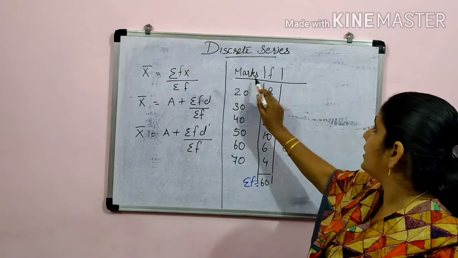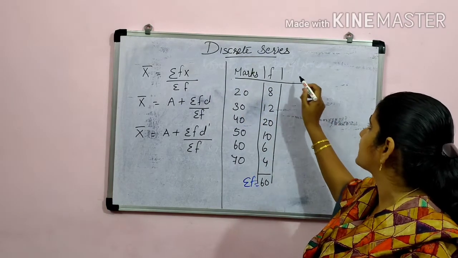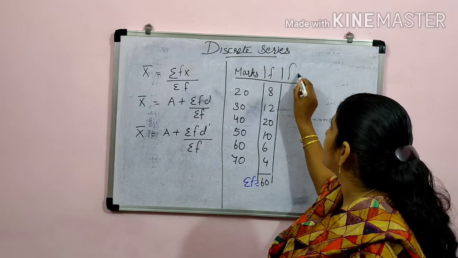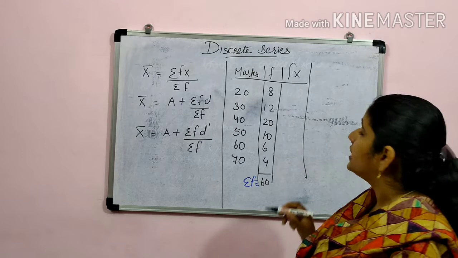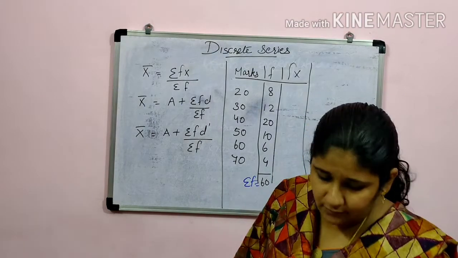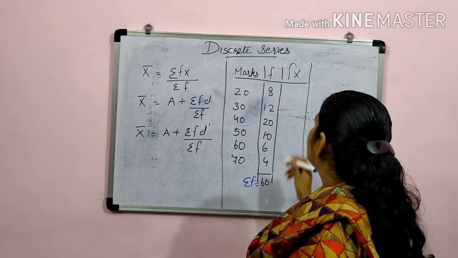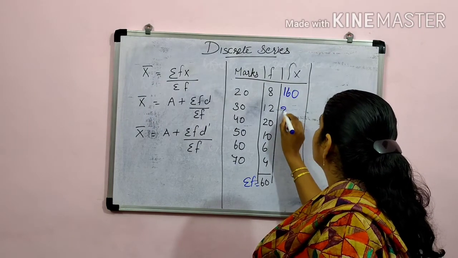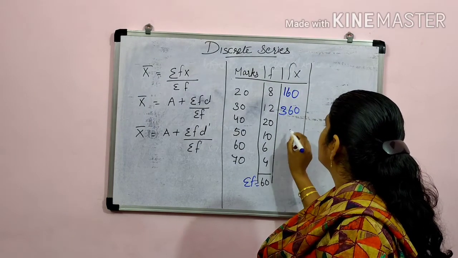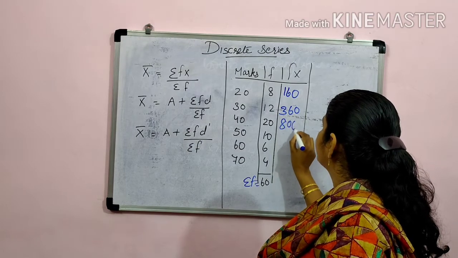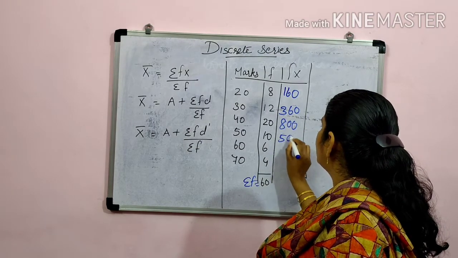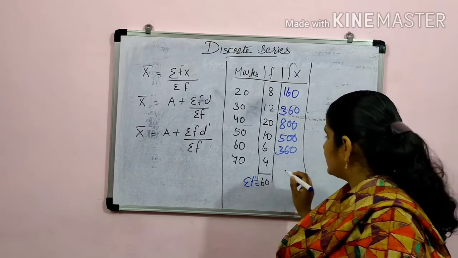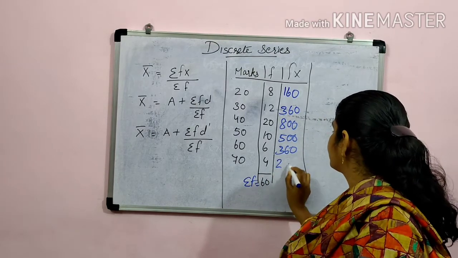Here the marks are already written, and the frequency is also given to us. What will be the third column? That will be the frequency multiplied with all the x values. So we will do here 8 2s are 16, 360, 4 2s are 8, 500, 6 6s are 36, and 7 4s are 28.